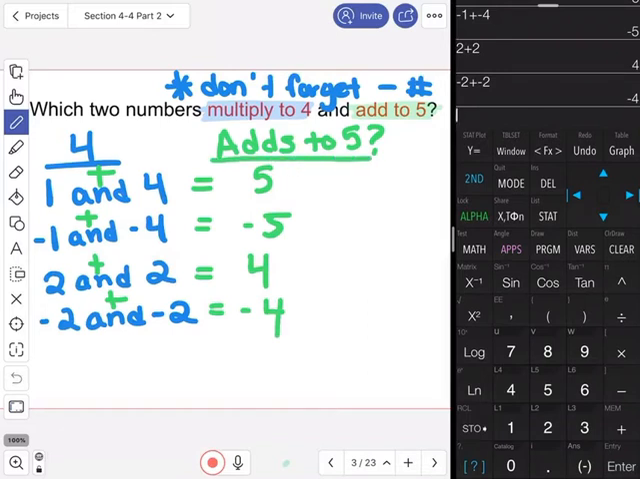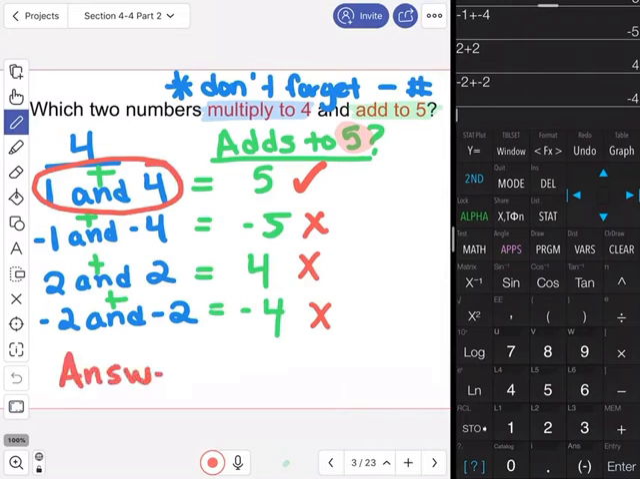So if we want to have it add to 5 specifically, this means we're checking. If I were to go down the list, the first set example adds to 5. The next one adds to negative 5, so it doesn't work. Positive 4, so it doesn't work. And negative 4, so it doesn't work. So my set of numbers that works is 1 and 4. So your answer is 1 and 4.